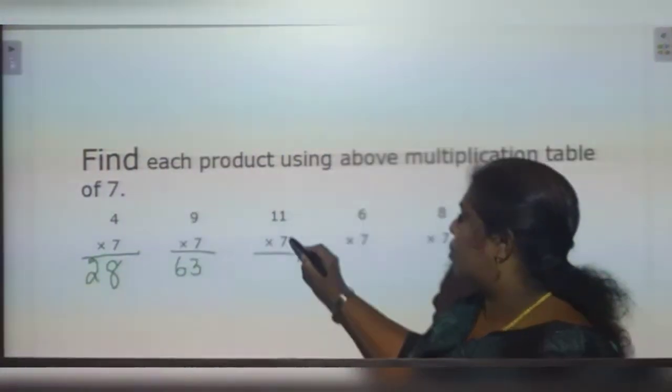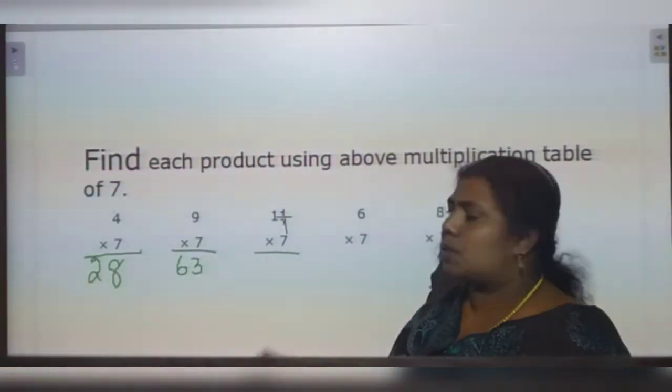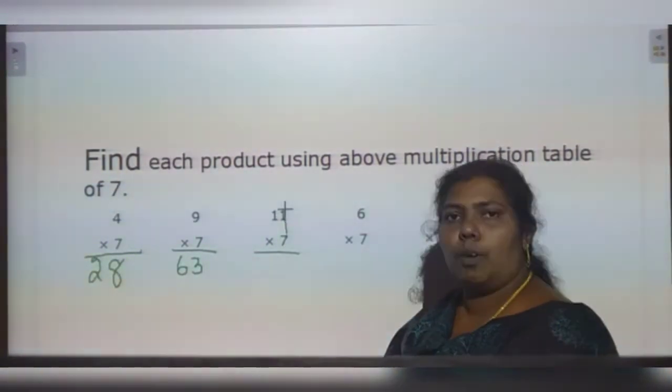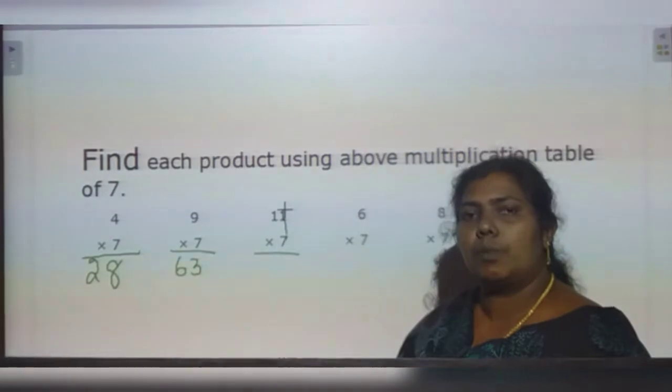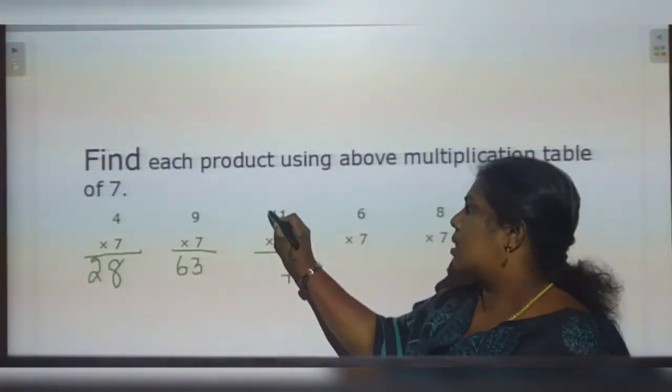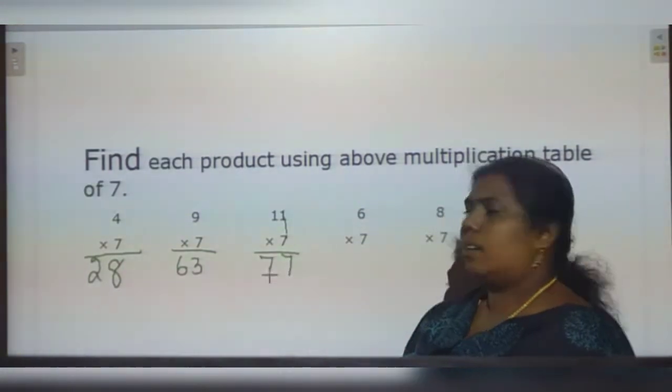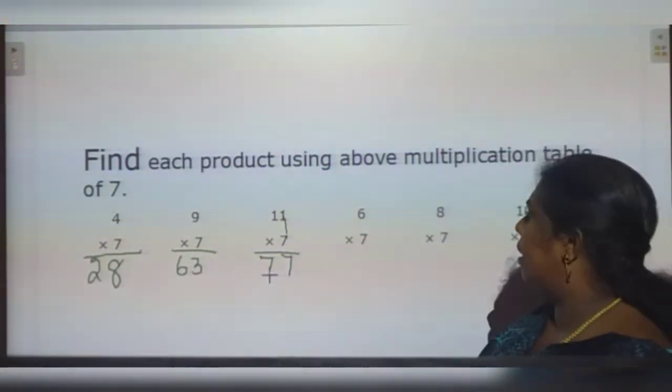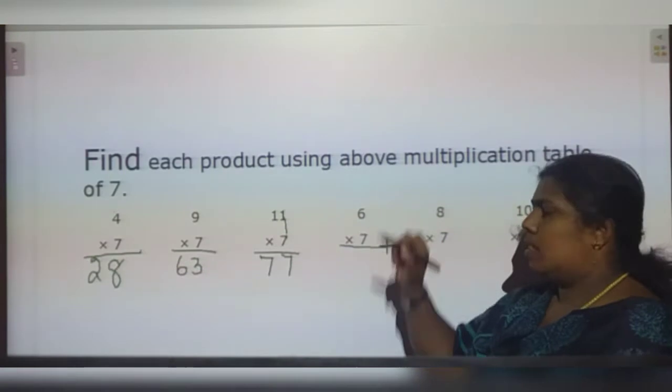Next, here you can see a two digit number, right? First we are going to multiply these two numbers. So 7 times 1 is how much? 1 times 7 is 7 only, right? Then 7 times again 1, 7. 77 is the answer, right?